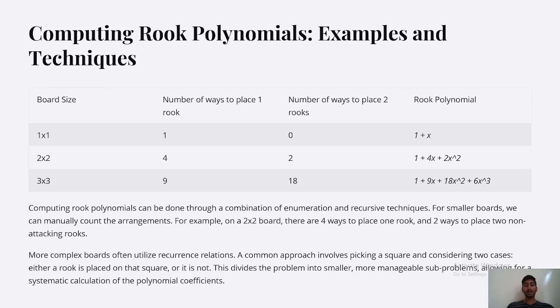For example, on a 2 by 2 board, there are 4 ways to place one rook and 2 ways to place 2 non-attacking rooks. More complex boards utilize a recurrence relation. A common approach involves picking a square and considering two cases: either a rook is placed on that square or it is not. This divides the problem into smaller, more manageable subproblems, allowing for a systematic calculation of the polynomial coefficients.